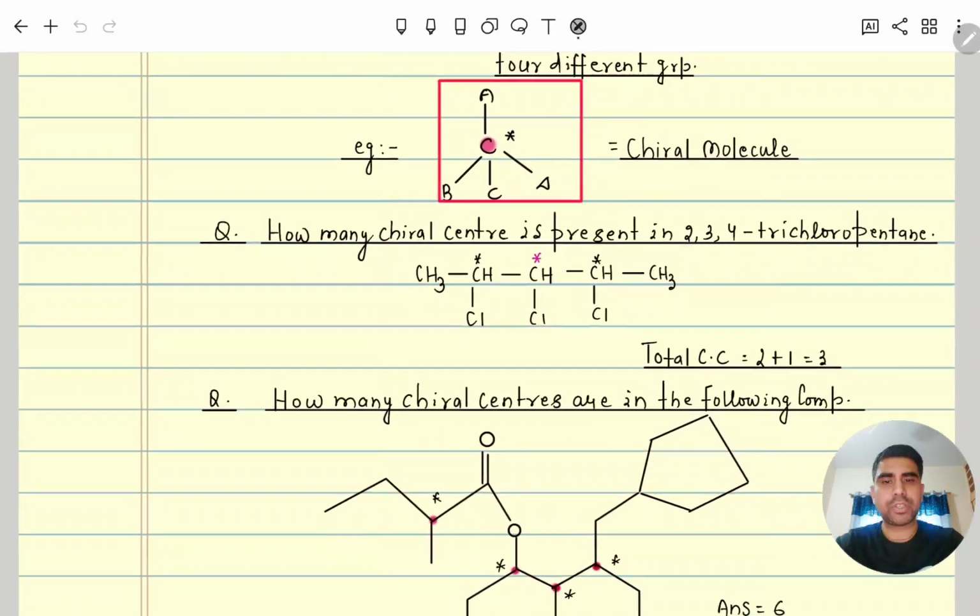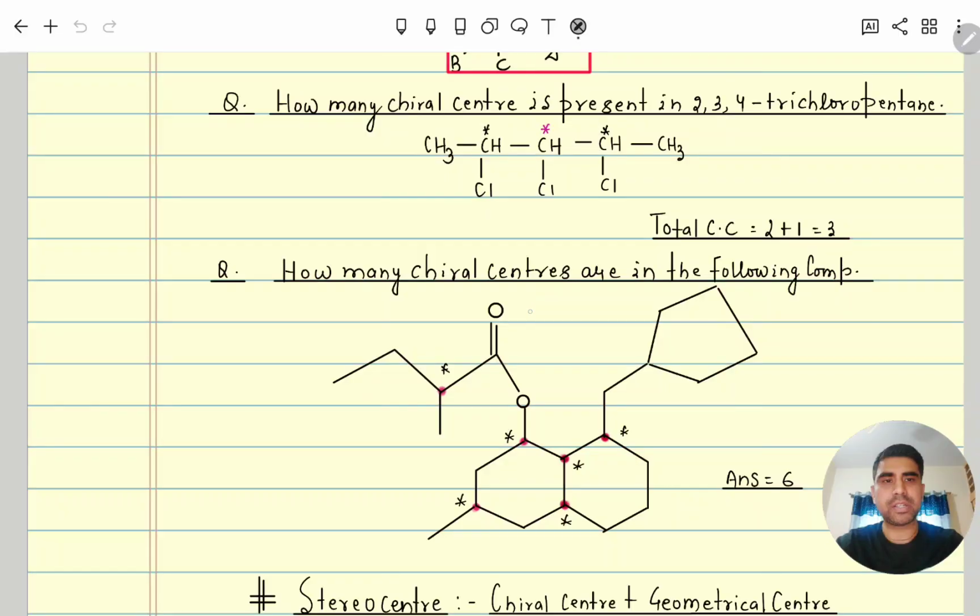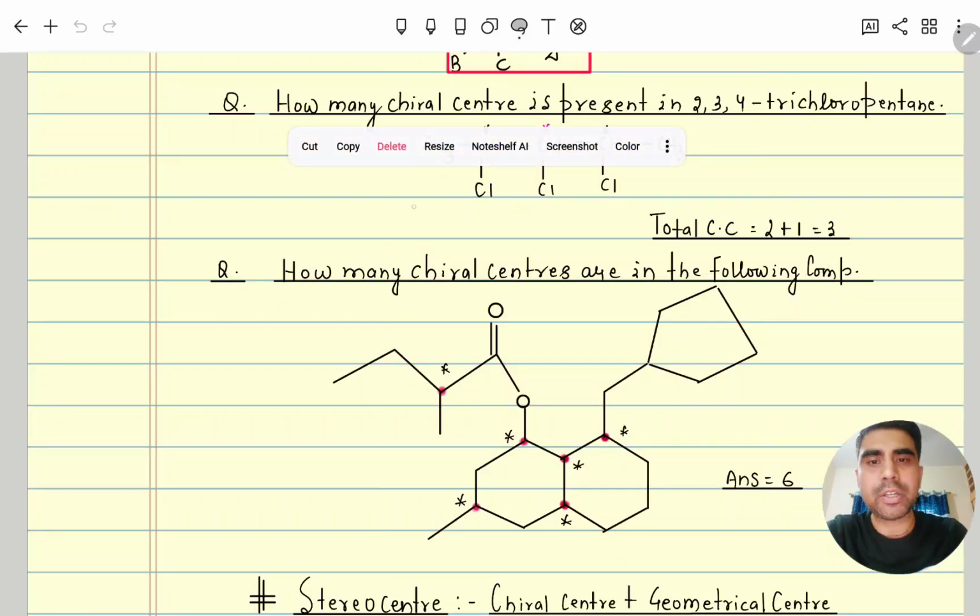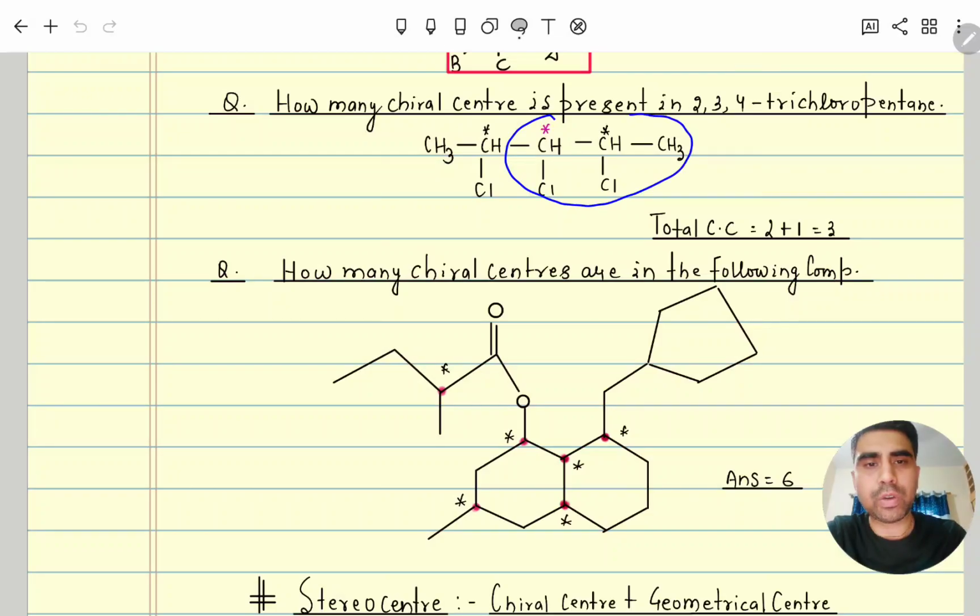Here the question is asking how many chiral centers are present in 2, 3, 4 trichloropentane. Here we can see that this carbon is connected to chlorine, to this side a methyl group, to hydrogen, and along with that this group of atoms. Similarly, here this one is also a chiral center.